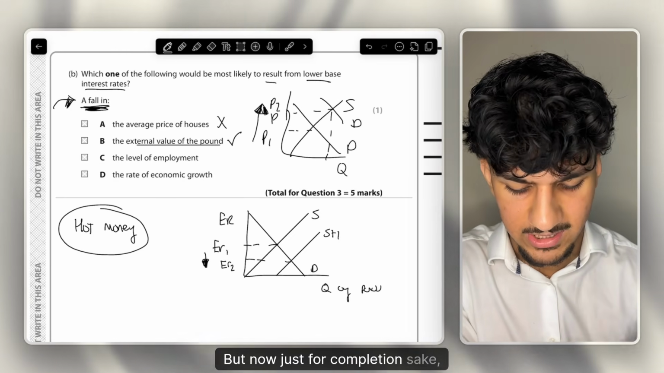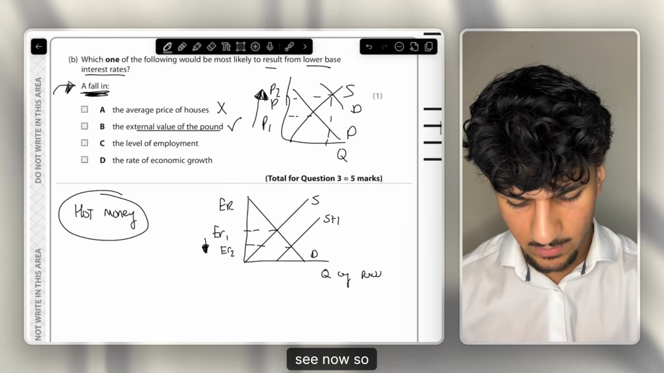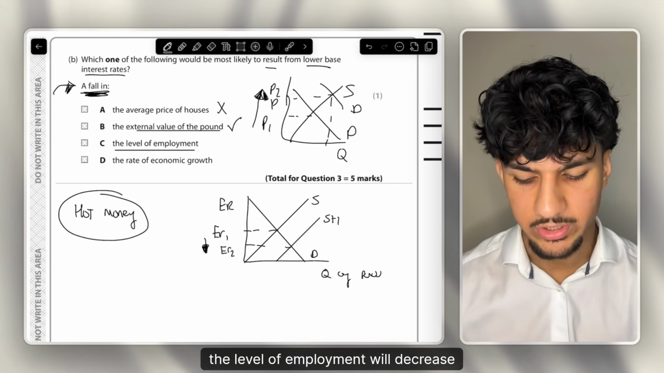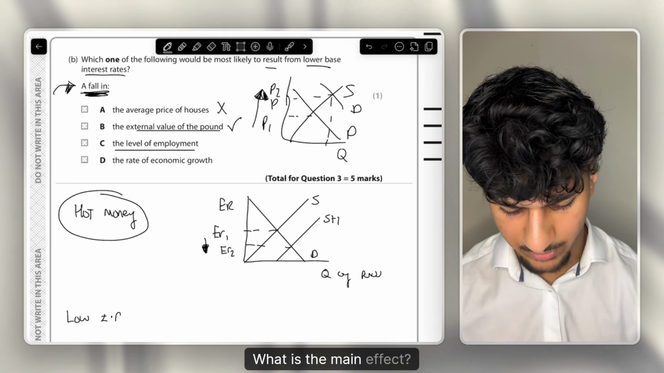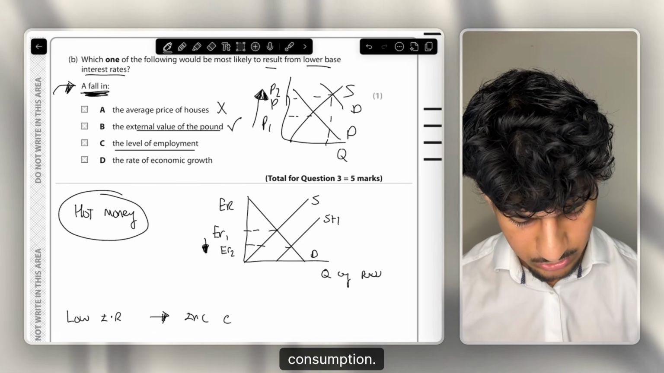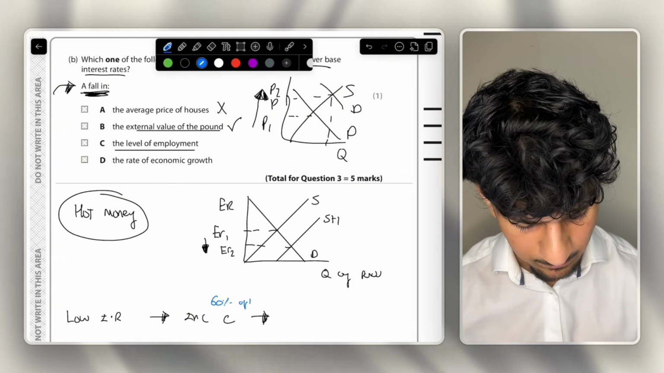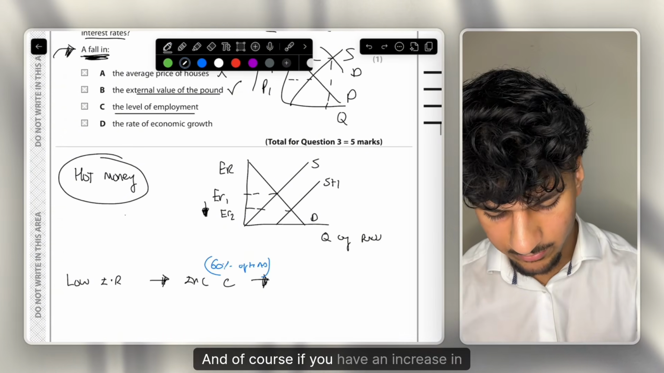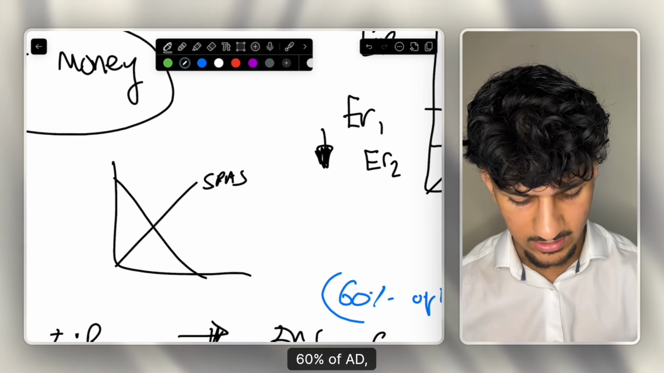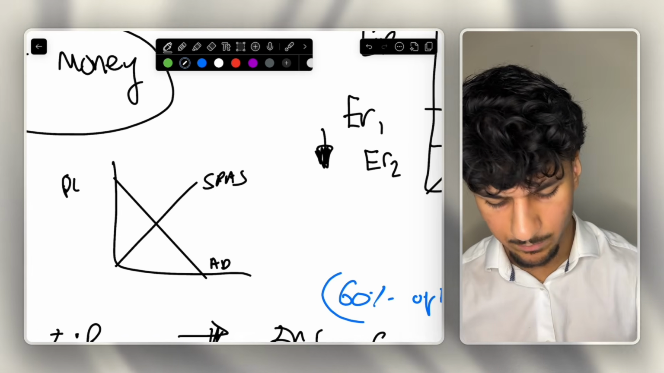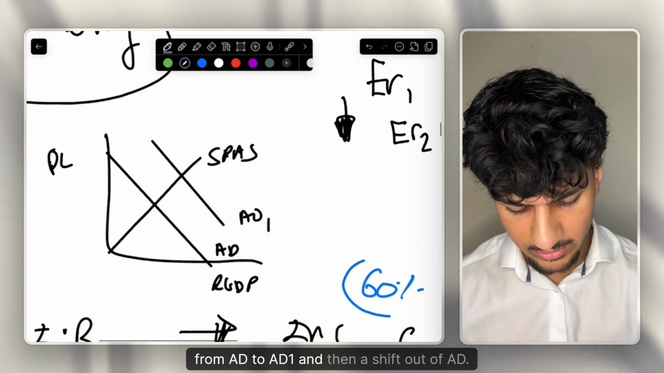But now, just for completion's sake, let's go through the rest of them. This is actually a really good question for revision, and let's think about C now. So, the level of employment will decrease when there is a lower interest rate. But with lower interest rates, what do we say? What is the main effect? It increases consumption. And what is consumption? We say consumption is around 60% of the AD formula. And of course, if you have an increase in consumption and consumption is 60% of AD, what is going to happen to AD? It's going to lead to a shift out of AD from AD to AD1.